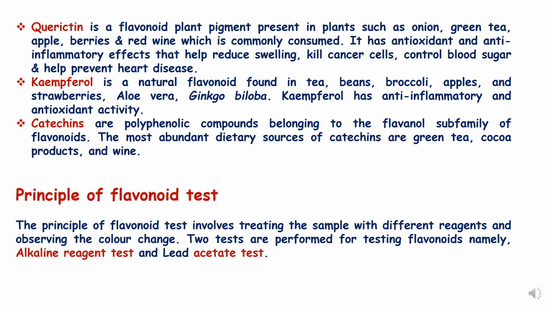In today's lecture, we are discussing the phytochemical test for flavonoids. So, what is the principle behind this? The principle of this test is that it involves treating the sample with different reagents and observing the color changes. For this, we will be performing two tests, which are called the alkaline reagent test and the lead acetate test.